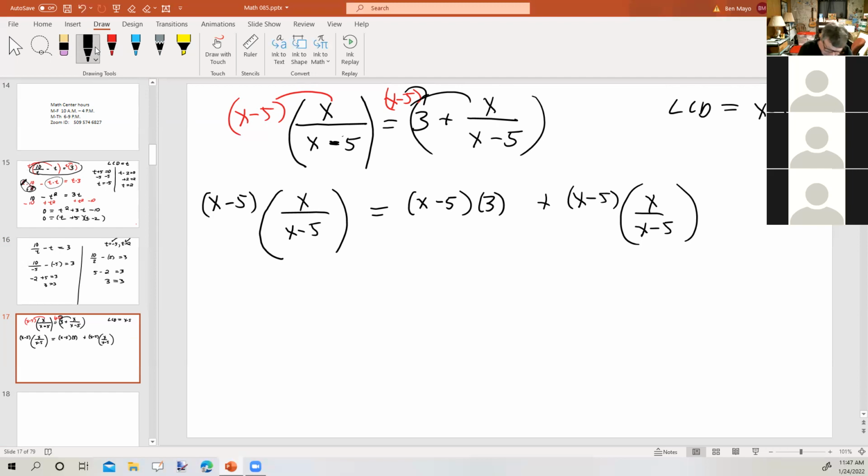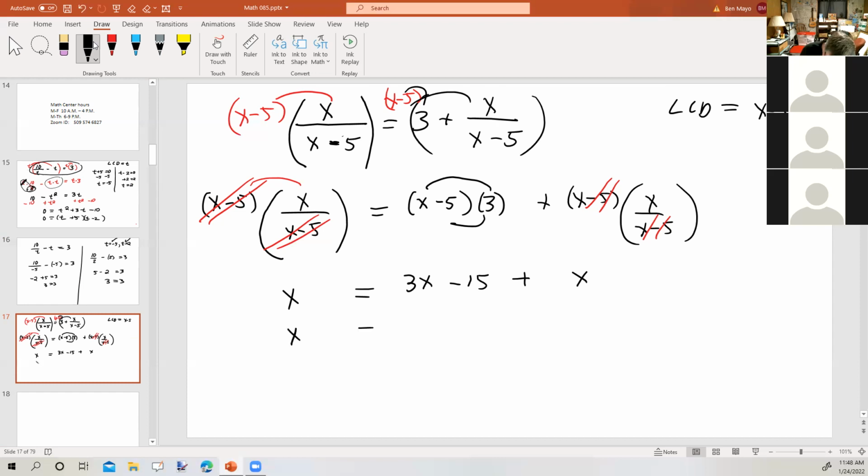So let's go back and simplify. Multiplying these, the x minus 5 on top and the x minus 5 on the bottom reduce out, we have x left. On the right side of the equal sign, we have 3x minus 15 plus, here the x minus 5s and the x minus 5s reduce out and we have plus x. Okay, any questions so far?